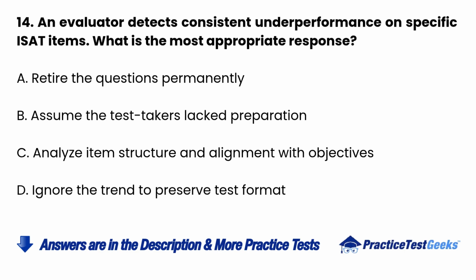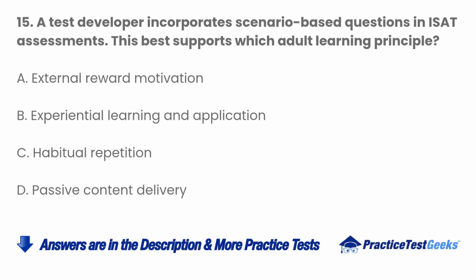14. An evaluator detects consistent underperformance on specific ISAT items. What is the most appropriate response? A. Retire the questions permanently. B. Assume the test takers lacked preparation. C. Analyze item structure and alignment with objectives. D. Ignore the trend to preserve test format.